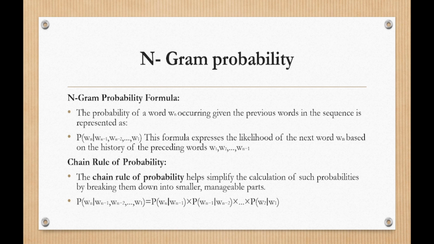Chain rule of probability. Sometimes it's hard to calculate the whole probability at once, so we break it into smaller, easier parts. The chain rule helps us to do this. It says that we calculate the chance of each word happening by looking at each step one by one. Instead of trying to calculate the probability of all words together, we look at the probability of the next word based on the word before it. Then move to the next word and so on. So the formula becomes: the probability of w_n given w_(n-1), multiplied by the probability of w_(n-1) given w_(n-2), and so on, till the probability of w_2 given w_1.